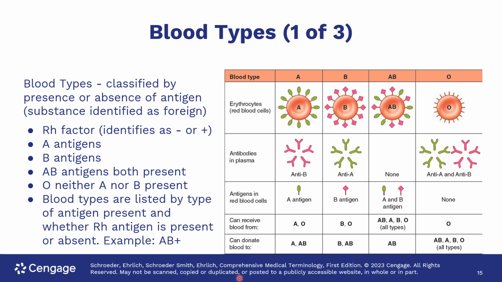The table here shows different types of blood, what kind of antigens are contained in each type, who they can get blood from, and who they can donate to. This is a very important table.